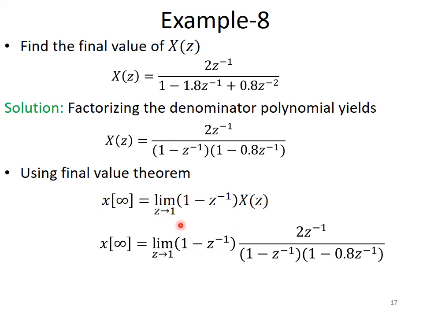Right. So substituting the value of x of z, now 1 minus z power minus 1 would be cancelled with the 1 minus z power minus 1 in the denominator, and then we can substitute the limit. Right. So substitute z equal to 1 here, here and here. This one is already cancelled with this one. Right. So we'll get 2 upon 0.2, which is equal to 10. So 10 is the final value.